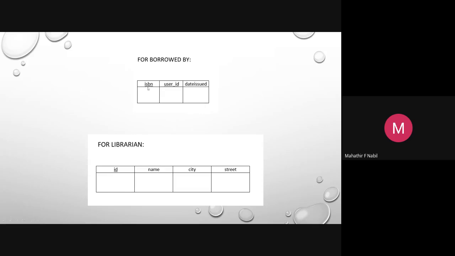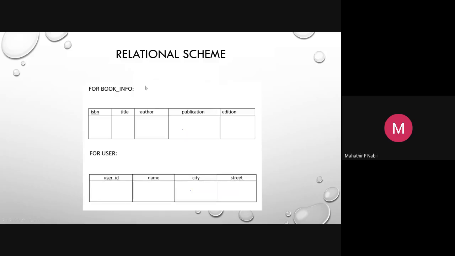In this case, I said ISBN would be the primary key, and user ID will be the foreign key. So if we want to issue a book to a user, and that user is not present in the user section, we cannot update it. That is why we used it as a foreign key, and that is why there are little dots representing that this is a foreign key, and the underline under ISBN means a primary key.